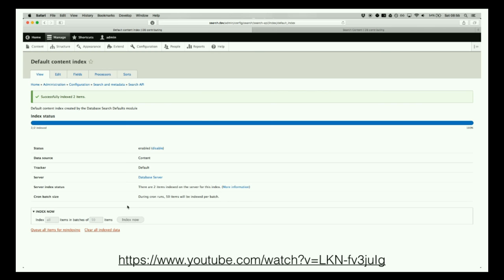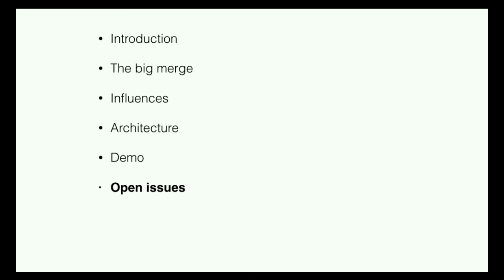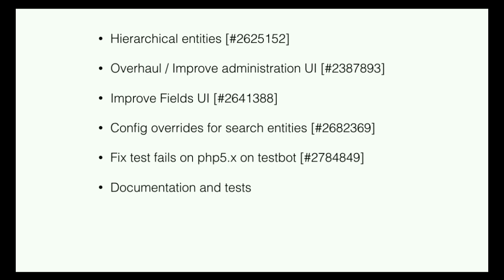But it's batched, so it shouldn't fail, in theory. So there's a couple of things that we still need to fix. One of them is hierarchical entities. That's actually in a very usable state right now.